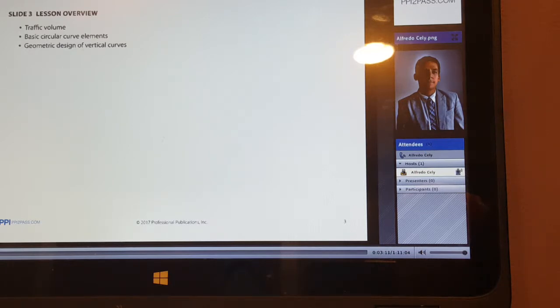Now for the lesson, we're going to review these 3 overall concepts. First, we're going to start with traffic volume. Then we're going to go into basic circular curve elements. And then our last concept is going to be the geometric design of vertical curves.